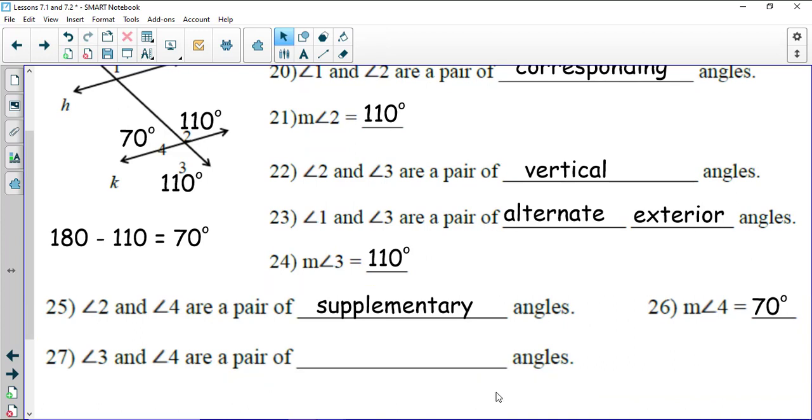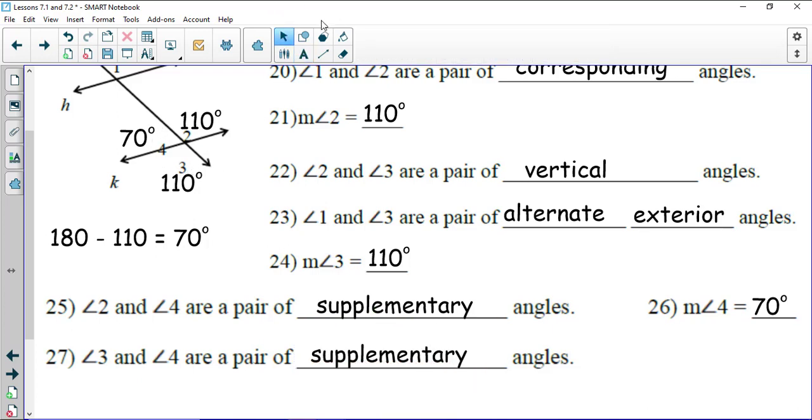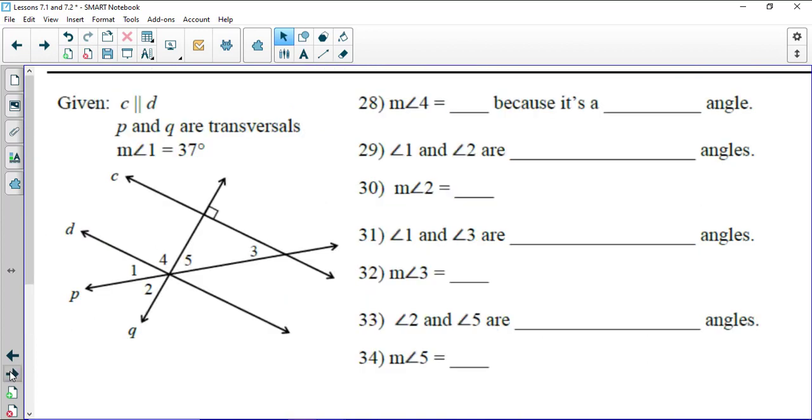Our last question here, number 27, angles 3 and 4 are also going to be a pair of supplementary angles. They should add to 180 degrees. And since I've labeled my angles in my picture, I can see that angles 3 and 4 are supplementary. They do indeed add to 180 degrees, since 110 plus 70 is 180 degrees. All right, let's move ahead to our next set of questions. Again, just looking at these angle relationships.